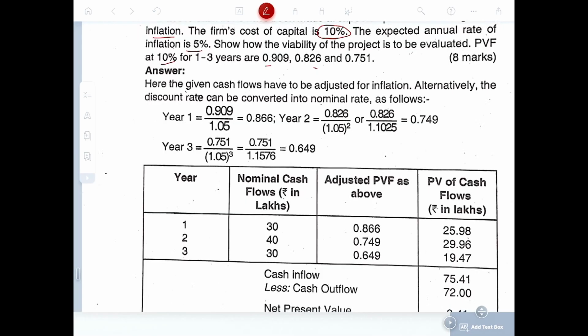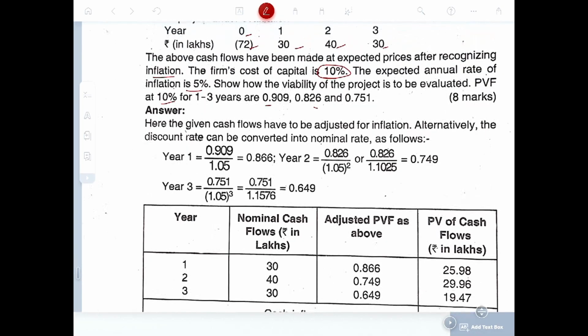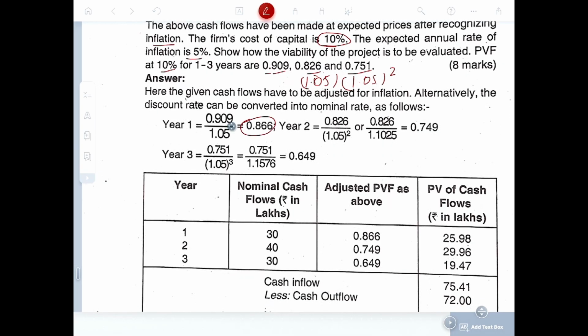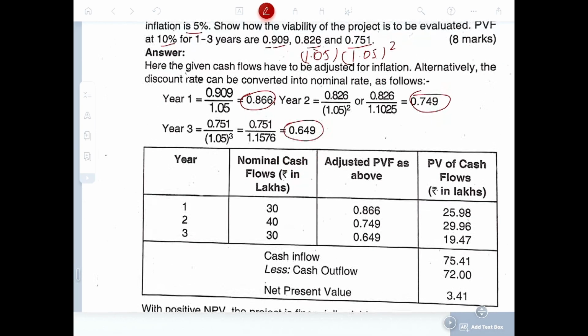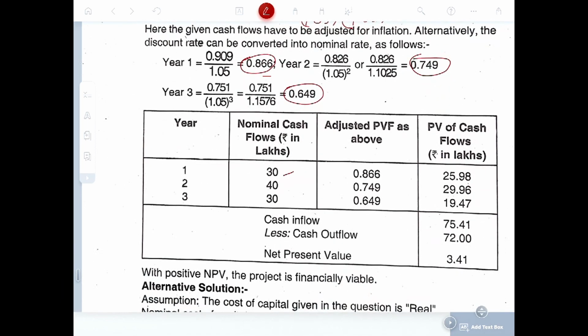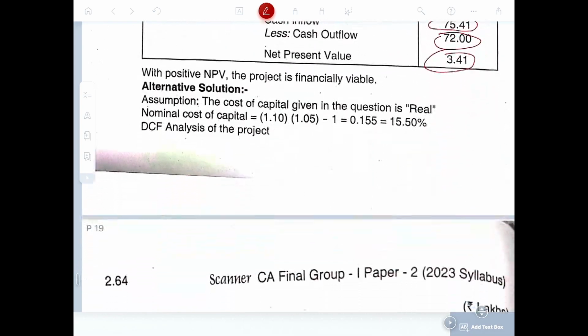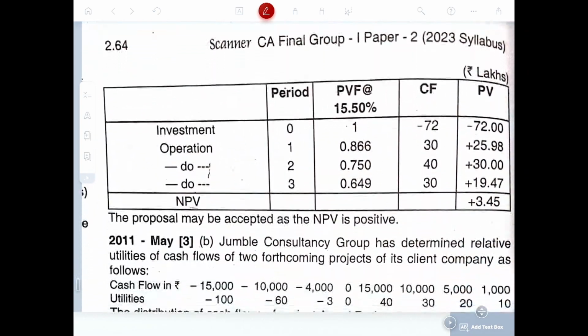Here the cash flow adjusted for inflation is 0.9 at 1.05, 0.9 at 1.05 squared, and 0.7 at 1.05 cubed. This is the adjusted present value. The nominal cash flows are 0.30 into 0.6, 0.40 into 0.78, 0.30 into the third factor, giving the present cash flow. Cash inflow is 75, cash outflow is 72, and present value is 3%. The proposal is accepted.